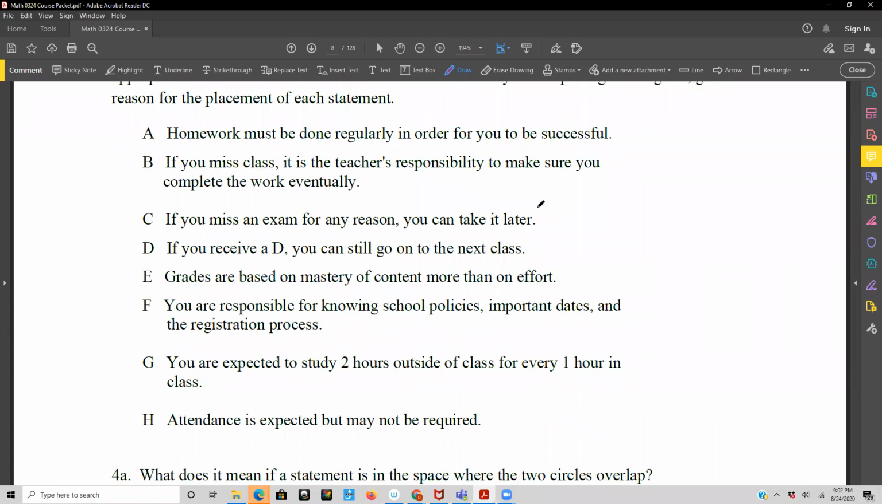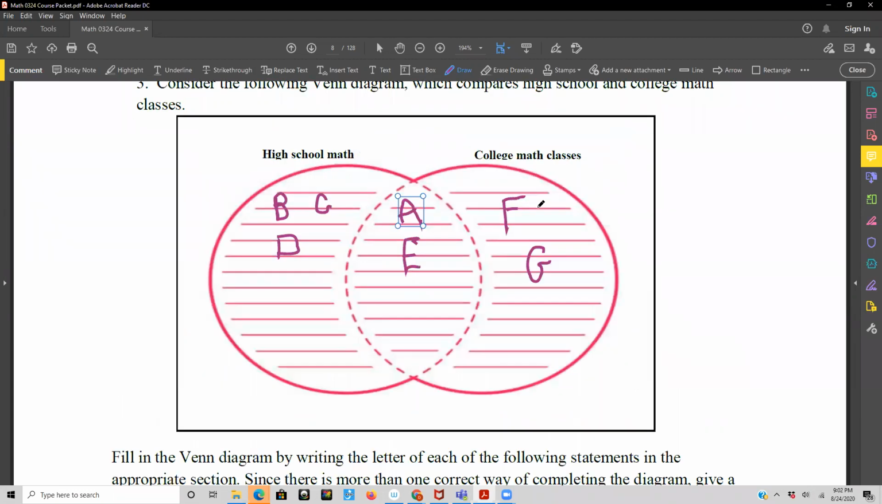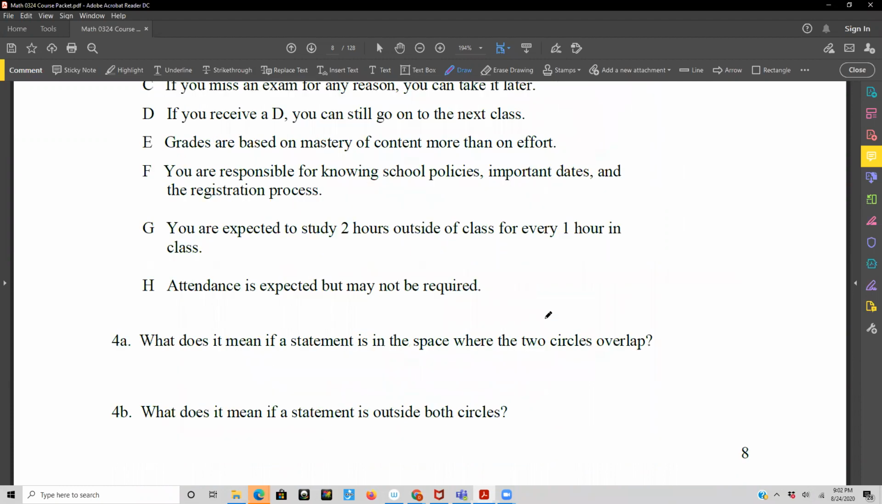Attendance is expected, but may not be required. Well, that's a hard one these days, isn't it? Attendance is expected, but may not be required. We're going to put that under high school. I know there's a thing these days with COVID, but still, you have to come, you have to apply yourself, even if the class is online. So attendance is a little more liberal in high school than in college. Again, these are all opinions, and yours may be different, and that's fine.